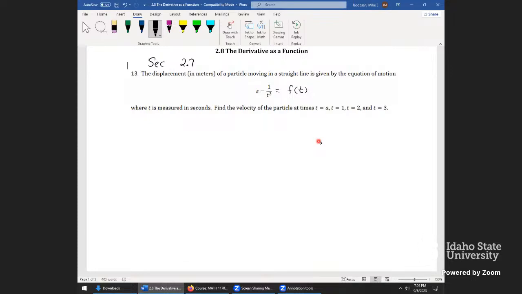So the portion I'm going to take a look at is really this portion right here. And I'll leave the rest of the class to get through the rest of those. The first thing that they're asking for when they say find the velocity at these various times is we're really just going to write v of t. That's going to stand as our velocity function.